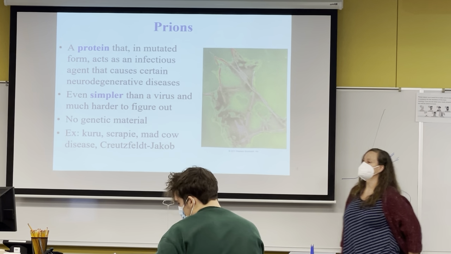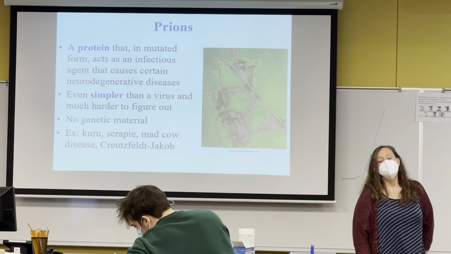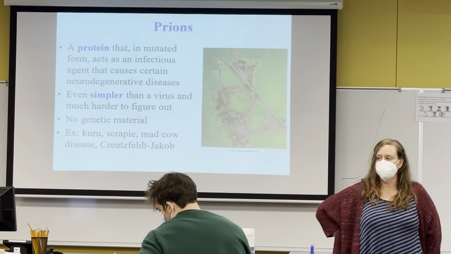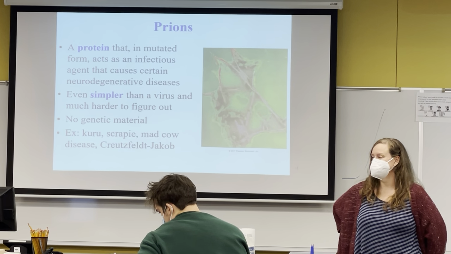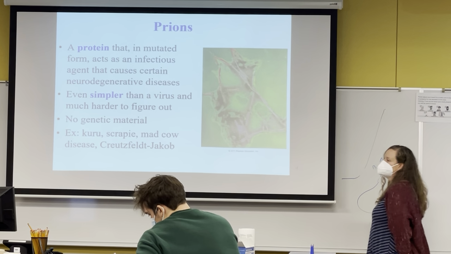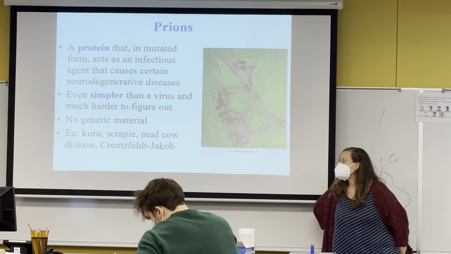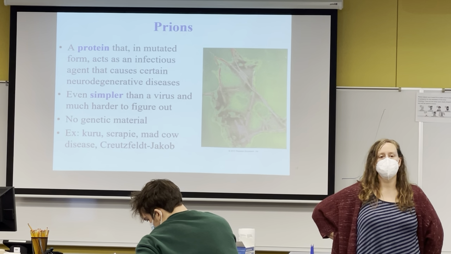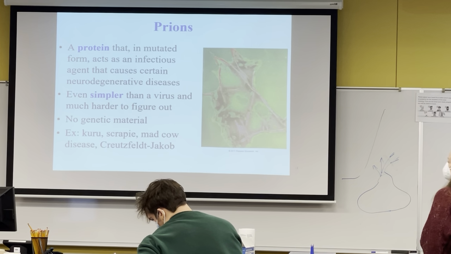All right. Last couple of things here. Prions, however you want to say it. These are proteins. They don't have genetic material. They can be super destructive. A lot of research needs to be done. These proteins typically cause degenerative diseases in brains. But there's no genetic material, so what does this protein have that can cause the brain to deteriorate? A lot of research needs to be done.